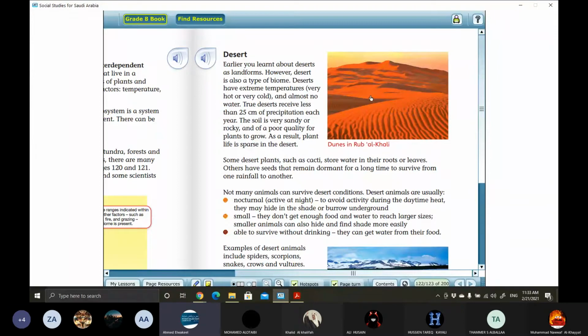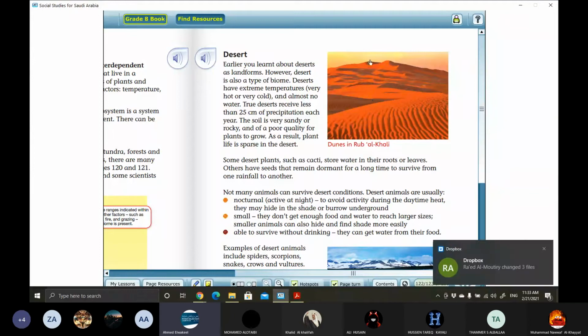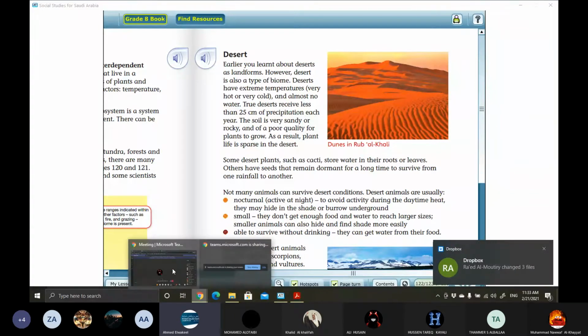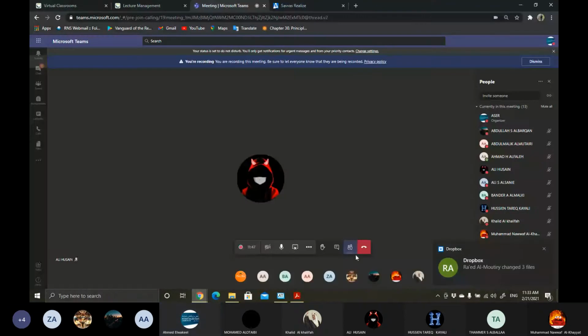So, what can you infer from this photo? What can you understand from looking at this photo? Tell me about the animals that may live in that place, for example.